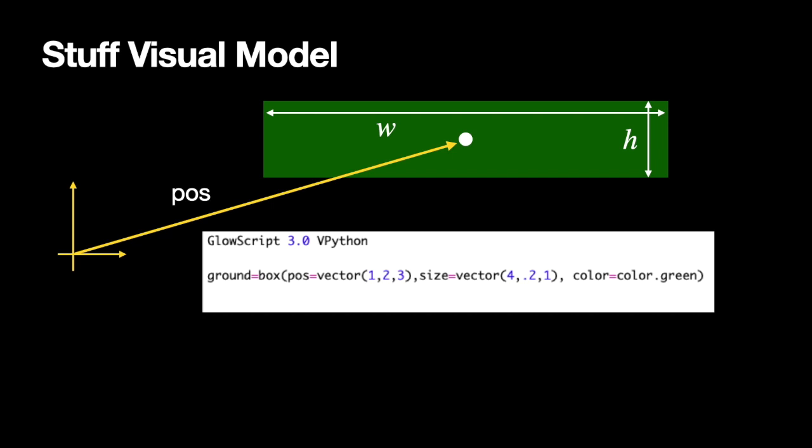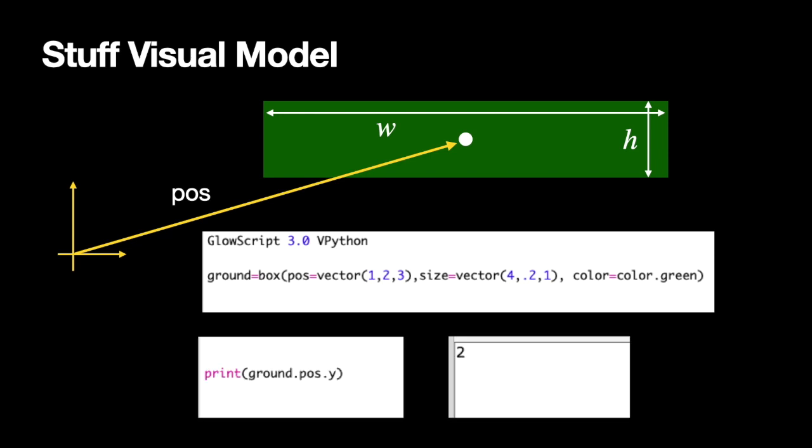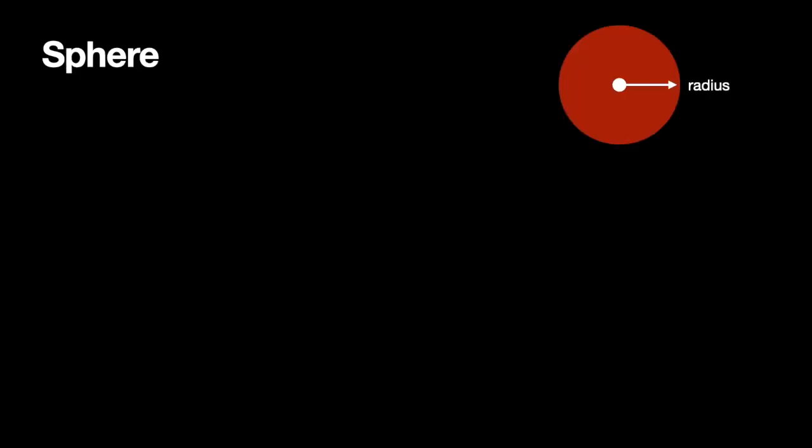And then you can give it a color too. Now here's one of the important things about Python: if I have an object like ground, I can actually access the attributes of that object. So I can say ground.pos is the vector 1, 2, 3. Ground.pos.y is the scalar value for the y component of that. So it's 2. So here you see it prints out 2. Okay, so that's important in our model.